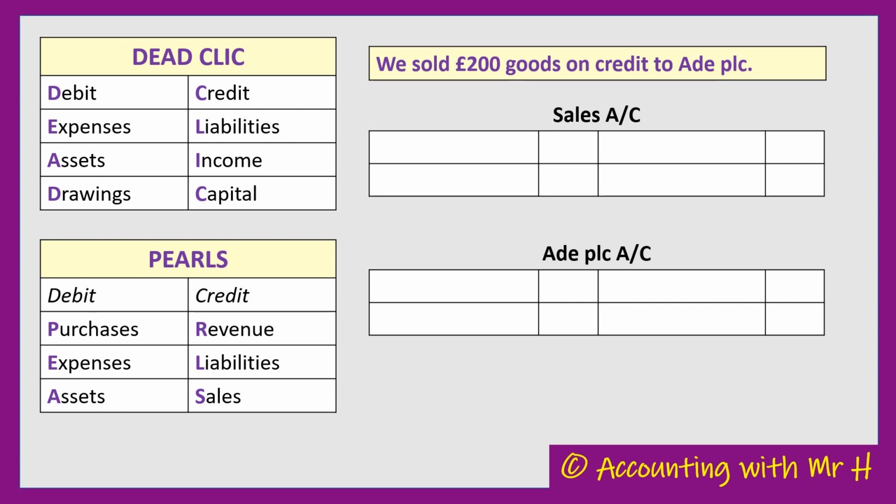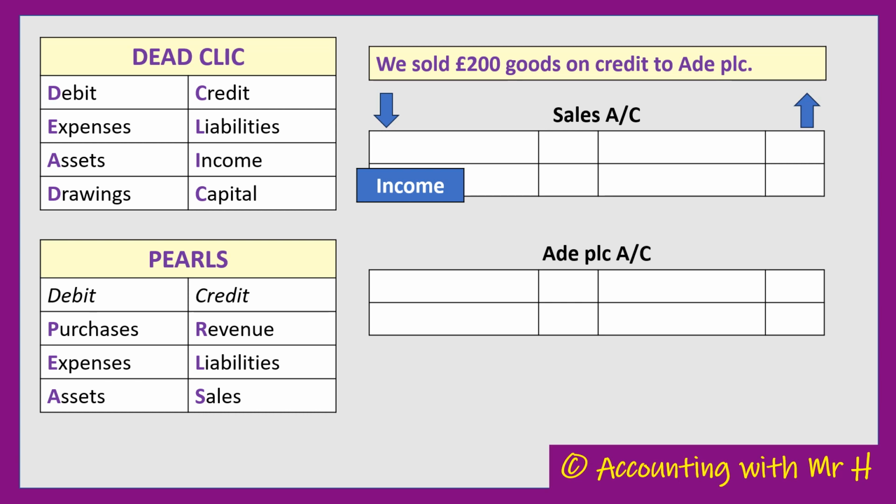Let's have a look at another one. We sold £200 goods on credit to Aid plc. So I have my sales account and my Aid plc account already. Again, have a think what the types are. So sales is an income account. DEAD CLIC tells us to credit an income account if we want to increase the value of that account. So therefore we would debit it to reduce the value of that account.